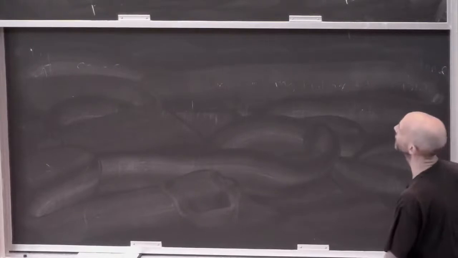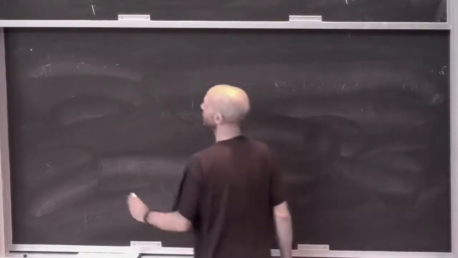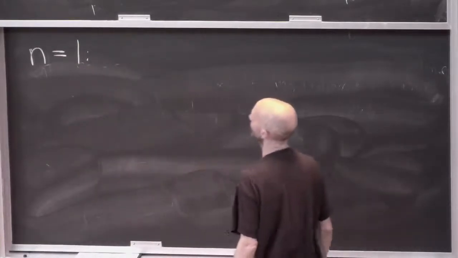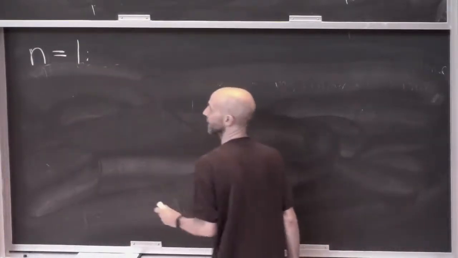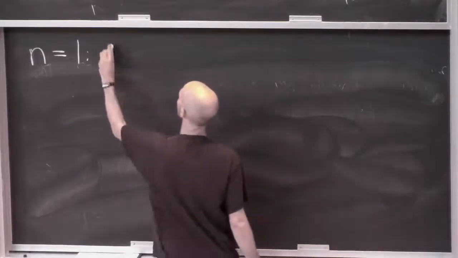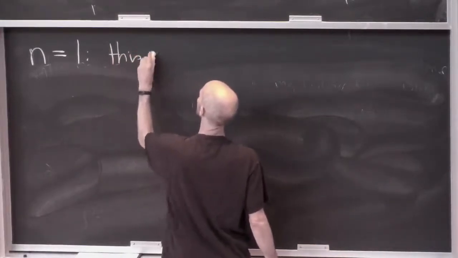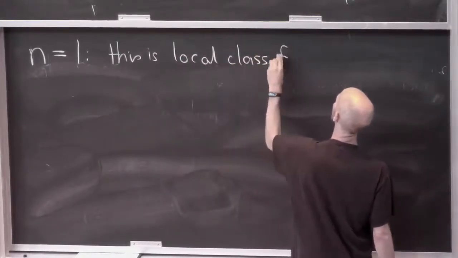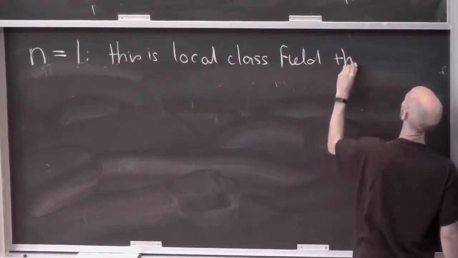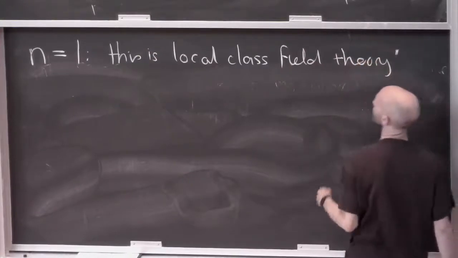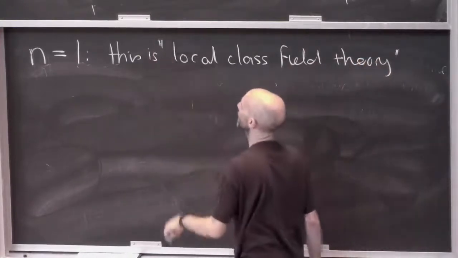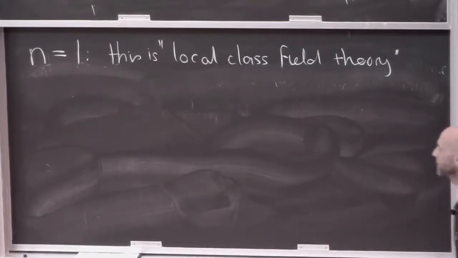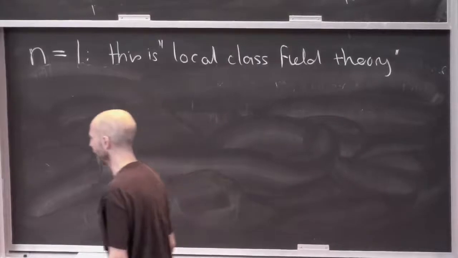Before I embark on these careful definitions, I'll say if n equals 1, this turns out to be a way of dressing up local class field theory, which is the next thing I'm going to talk about. So-called local class field theory has a slightly funny history. Maybe it's worth telling this story now.